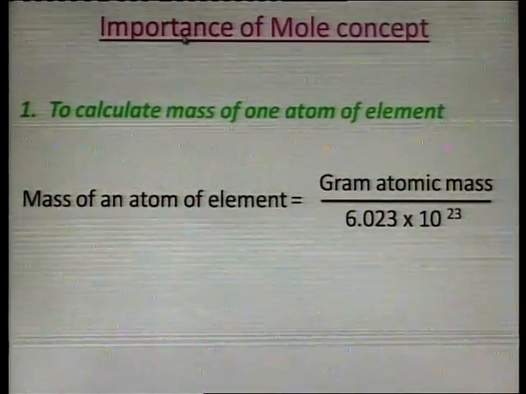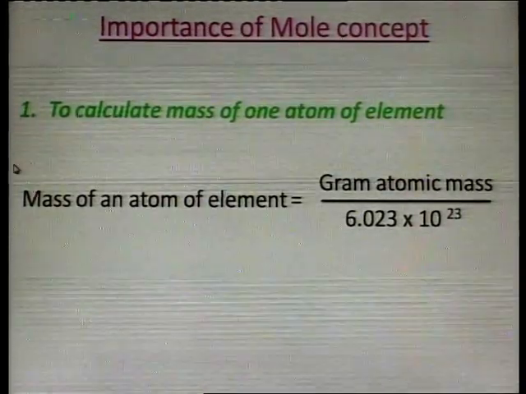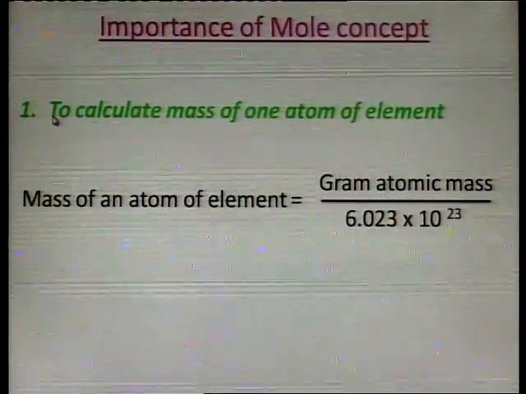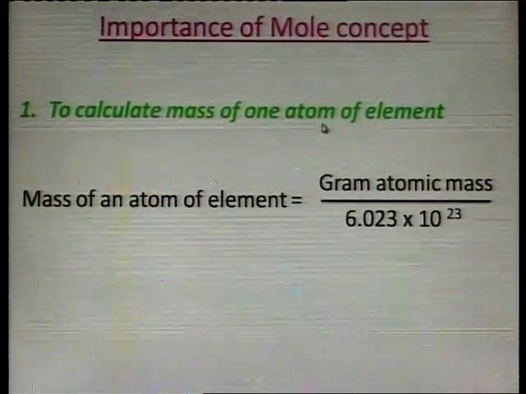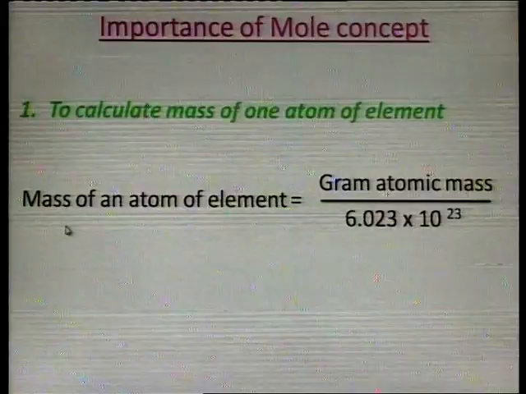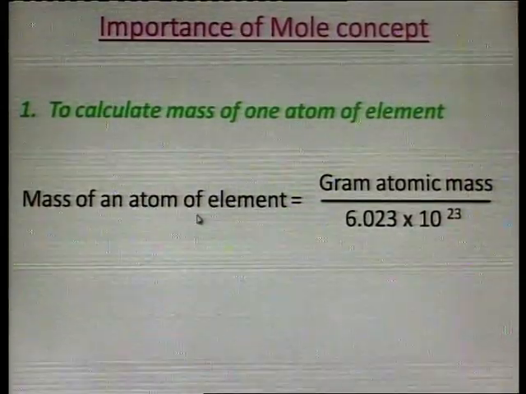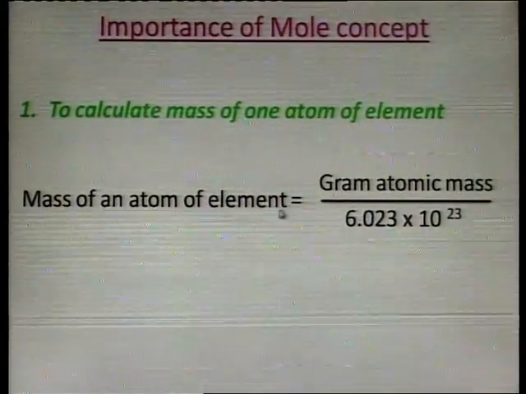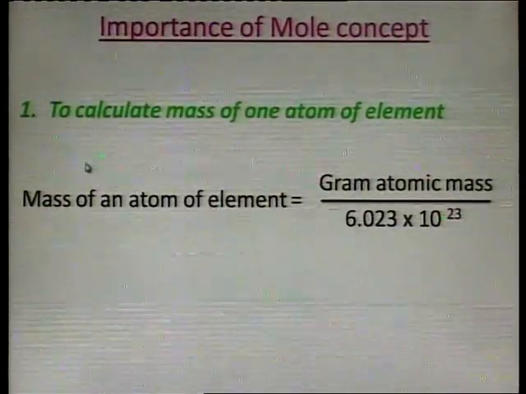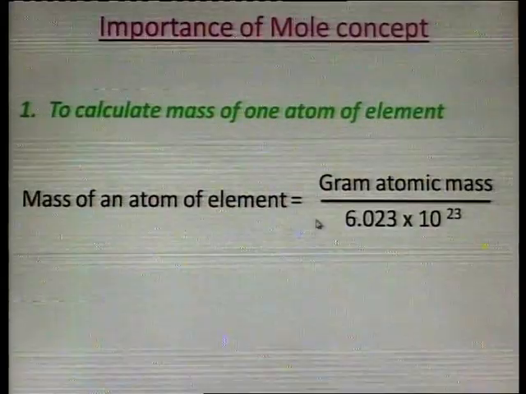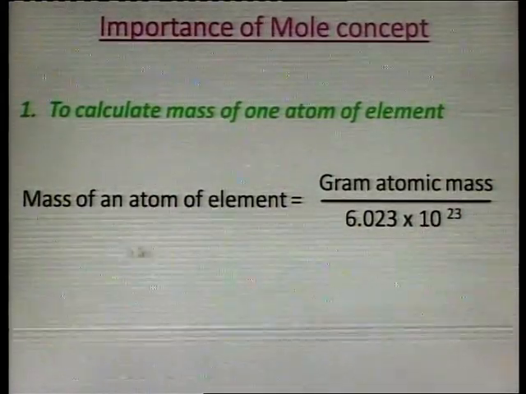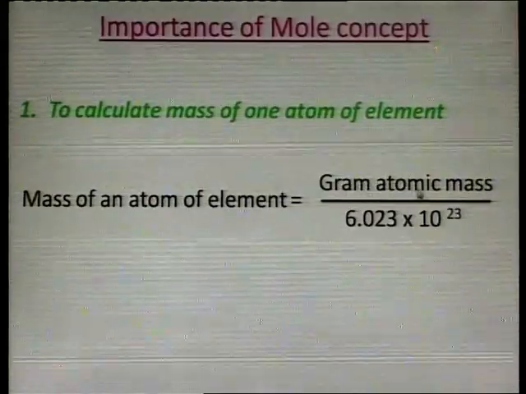Now, we come to the importance of mole concept. The mole concept can be used to calculate a variety of things. So, first of all, it is used to calculate the mass of one atom or any other number of atoms of the element present in the given mass. So, mass of an atom of element is equal to, the formula is gram atomic mass divided by Avogadro's number. So, by definition we can say that this much gram atomic mass is present in this much number of atoms. So, given mass will contain how many atoms. So, we will have this formula.